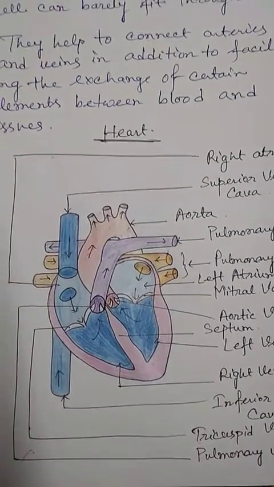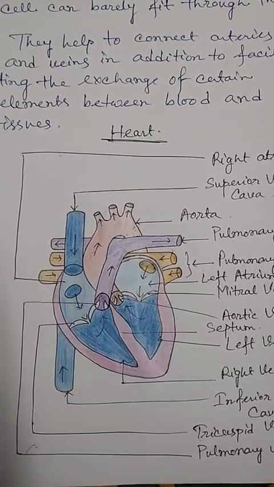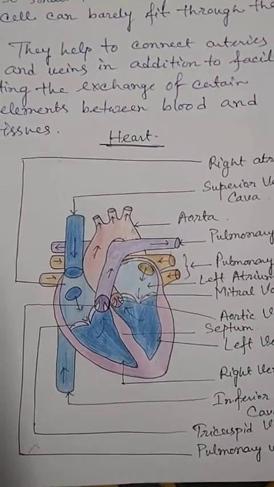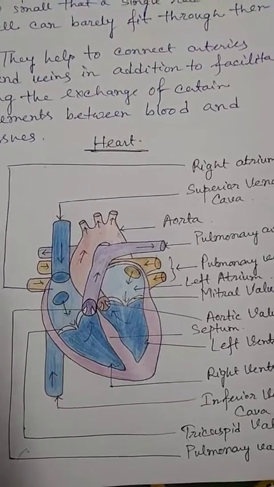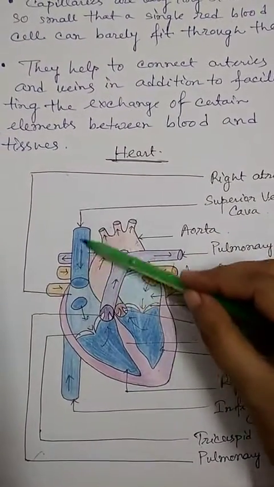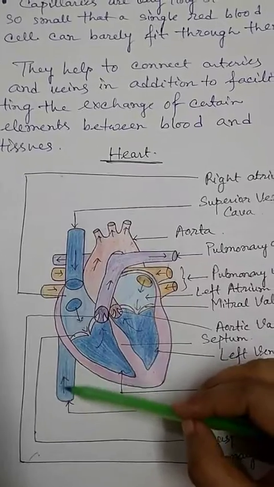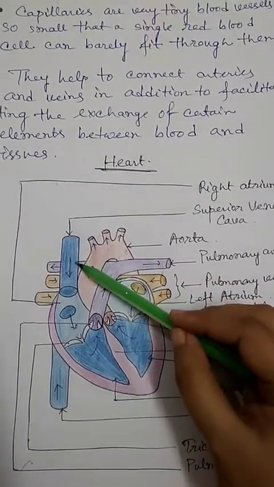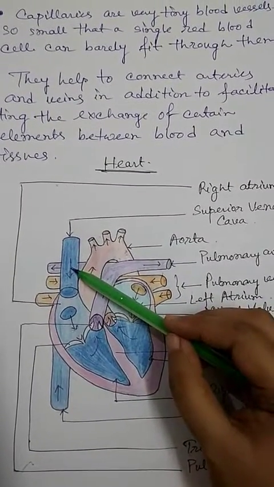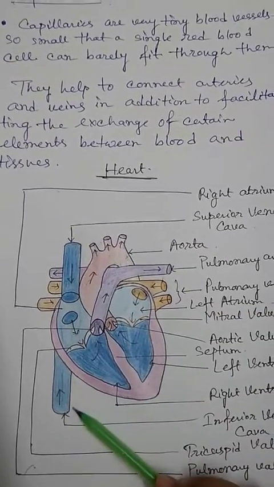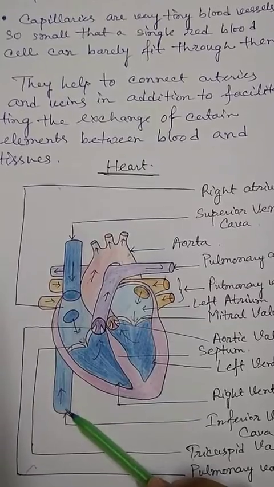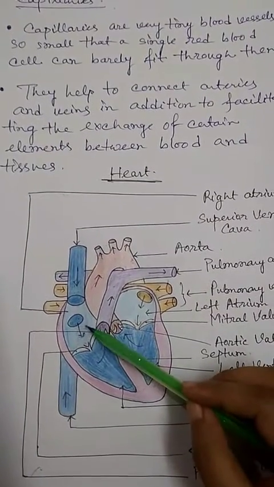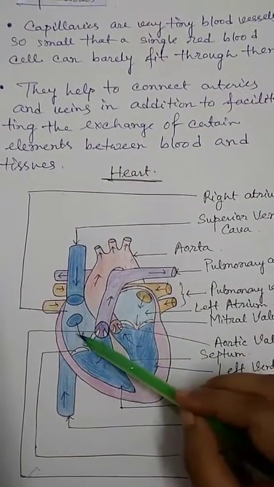Now we are going to discuss the structure of the heart. As you can see, this is a diagram of the human heart. Let us observe the different parts of this heart. These tube-like structures are known as vena cava. The upper one is known as superior vena cava, and the lower one is known as inferior vena cava.